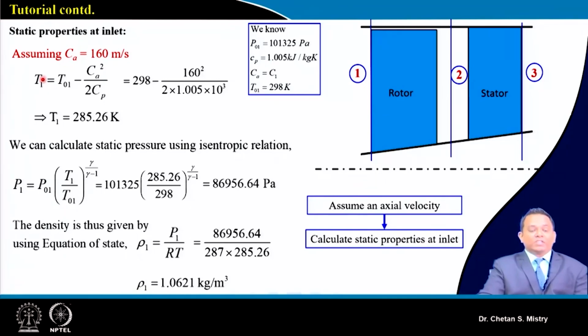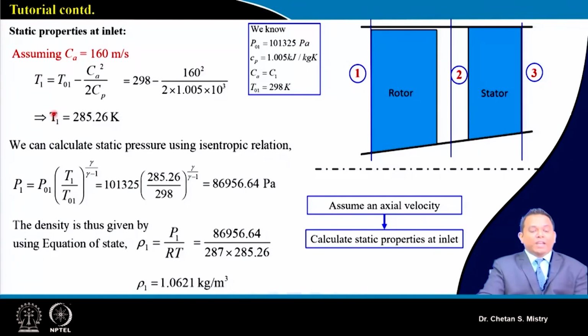So this is my entry temperature, the entry static temperature. Be careful, do not get confused between the total temperature and the static temperature. We are interested in the calculation of our density. That density we are talking about is the static density, that means we are looking for a static property. Density we write as P1 upon RT1, that is a static property. So we need to have our static pressure and our static temperature.